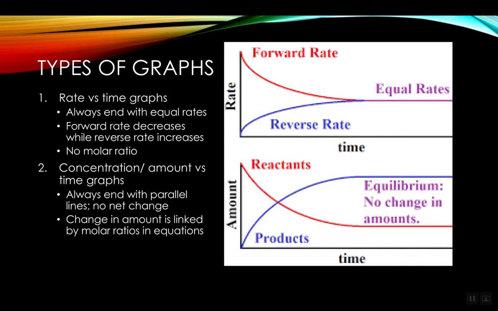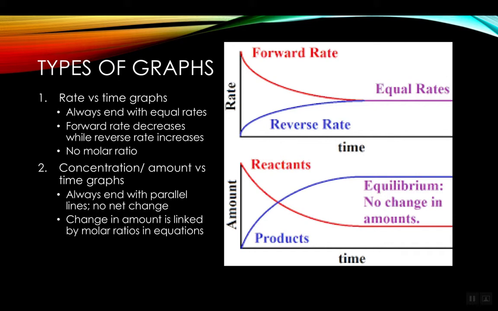look very similar. If you're looking at a graph when they are reaching equilibrium, then you see that as the forward rate goes down, the reverse rate goes up, and the rate ends up the same. We don't show any molar ratio in these. If it's a concentration time graph, then we always end up with parallel lines, but they don't have to be the same. So when we've reached equilibrium, we've no net change in the amount of the reactants or the products, but they don't have to end up at exactly the same amount as each other or exactly the same concentration.